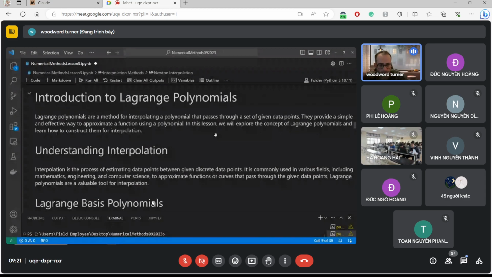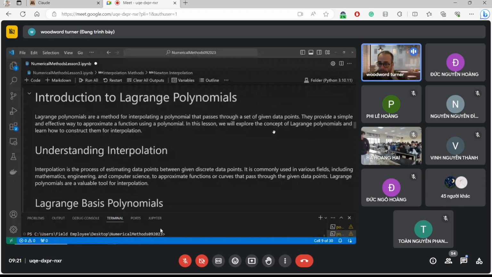So Lagrange polynomials are a method for interpolating polynomials that pass through a set of given data points, like I said, and this is a simple and easy way to approximate a function using a polynomial. You understand that we're using these polynomial techniques because we have the Weierstrass approximation theorem, which says that if we have a continuous function, we can always approximate it by a polynomial. So that's why we're exploring these paths.